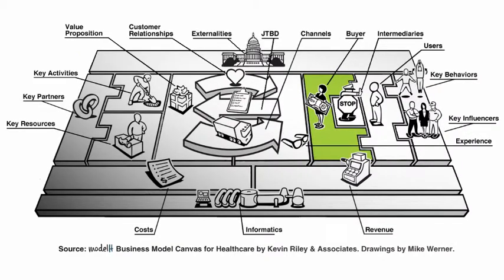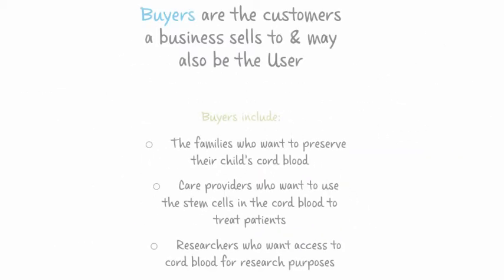Buyers are the customers a business sells to and may also be the user. In our business model illustration, the buyers include the families who want to preserve their child's cord blood, care providers who want to use the stem cells in the cord blood to treat patients, and researchers who want access to cord blood for research purposes.